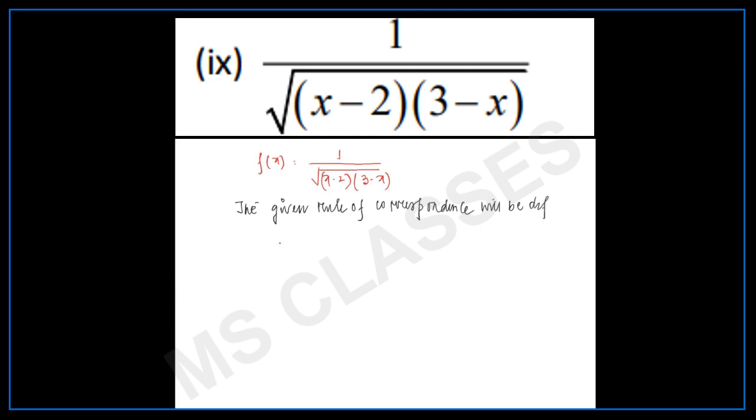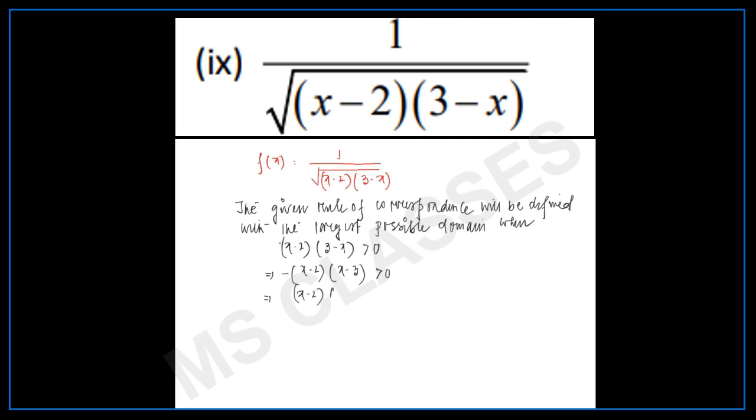with the largest possible domain when (x minus 2) into (3 minus x) is greater than 0. We can rewrite this as (x minus 2) into (x minus 3), taking a minus sign outside, greater than 0. This gives (x minus 2) into (x minus 3) less than 0.